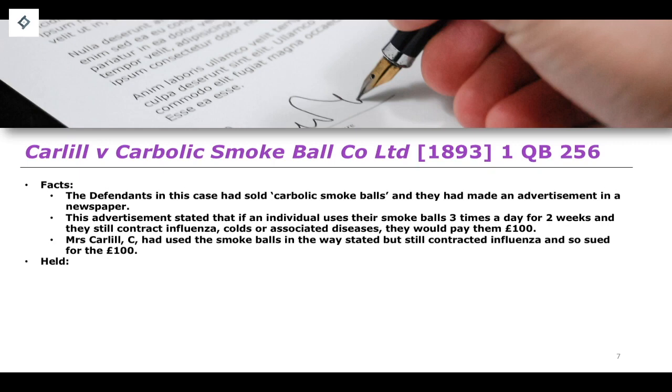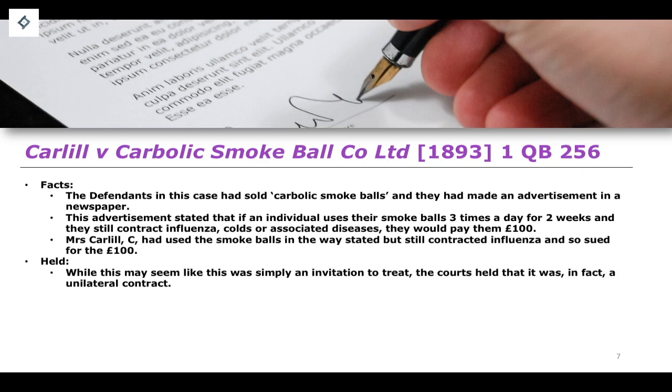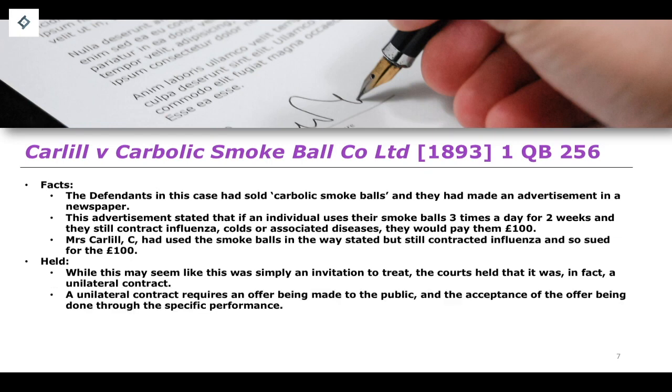Now, the argument presented by Carbolic Smoke Ball was, well, no, this wasn't actually a contract. This wasn't an offer. It was merely a puff piece, a piece of hyperbolic advertising. And so, while it may seem that it was simply an invitation to treat, the court in fact held that it was a contract. Specifically, it was a unilateral contract. A unilateral contract essentially requires an offer being made to the public and then the acceptance of that offer being done through a specific performance.